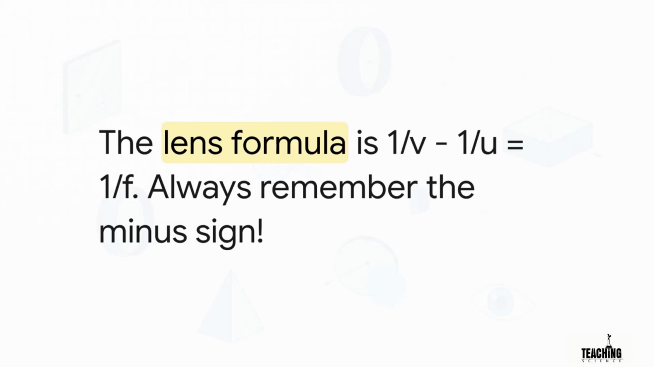And for solving numericals here, we use the lens formula box. It looks almost identical to the mirror formula, but there is one absolutely critical difference. It's 1 over v minus 1 over u equals 1 over f. I am heavily emphasizing this negative sign. Please make a mental note right now to never confuse the plus sign of the mirror formula with the minus sign of the lens formula during your exams.